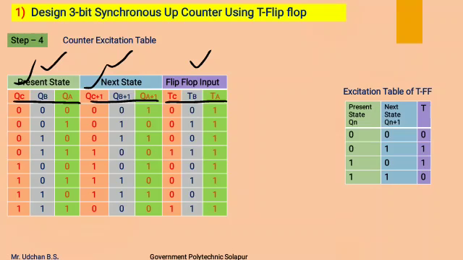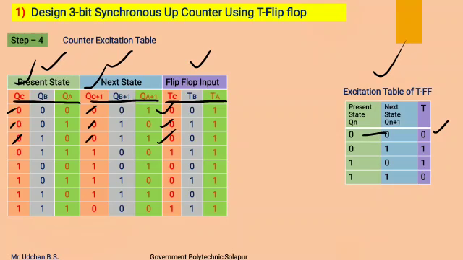So first the QC is 0, QC plus 1 is also 0. So we will observe this excitation table. When present state is 0, next state is 0, its T input is 0, so TC is written as 0 over here. Similarly, for next case, the QC is 0, QC plus 1 is 0, so its TC will be 0. QC is 0, QC plus 1 is 0, its TC will be 0.